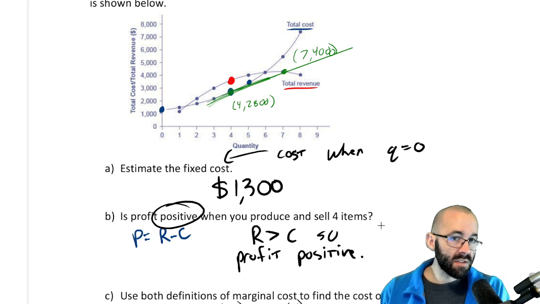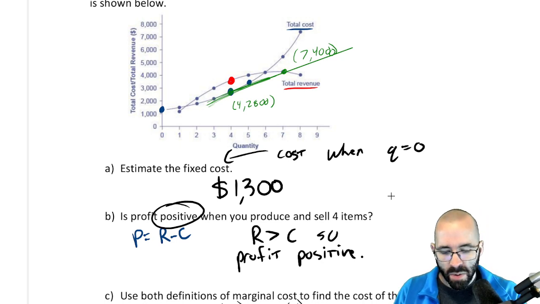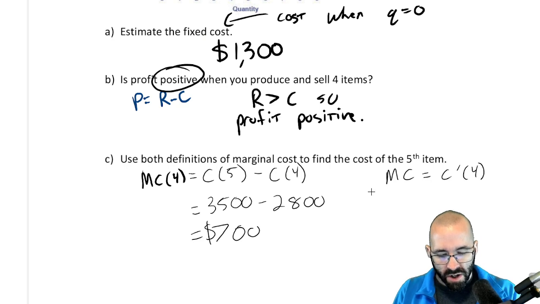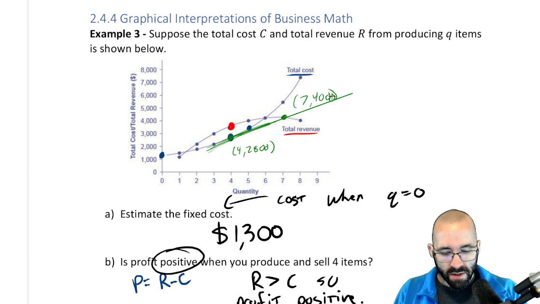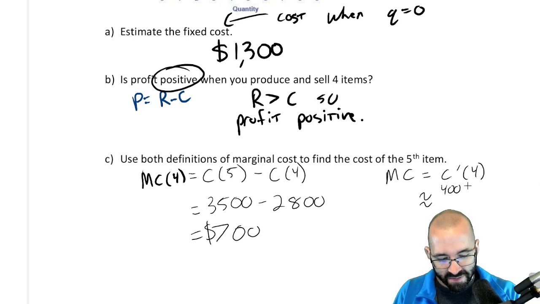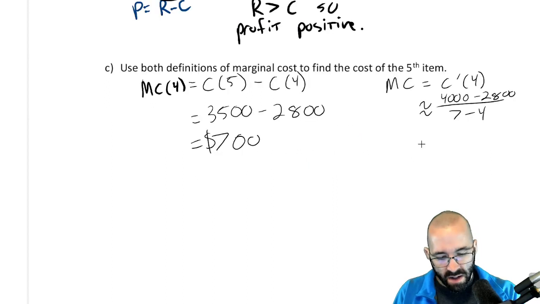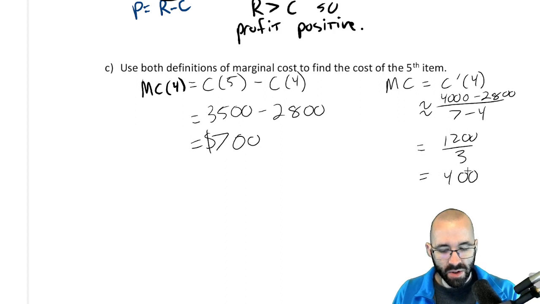So to estimate the derivative, we can just estimate the slope of the tangent line. I'm probably underestimating this a little bit, but we'll see. So that's going to be roughly rise over run. 4,000 minus 2,800, divided by 7 minus 4. Again, you can pick any 2 points on this green line to find its slope. And that'll give us 1,200 over 3. That'll give us an estimate of 400.